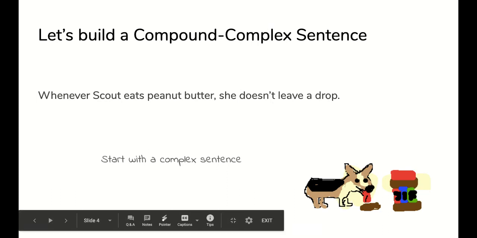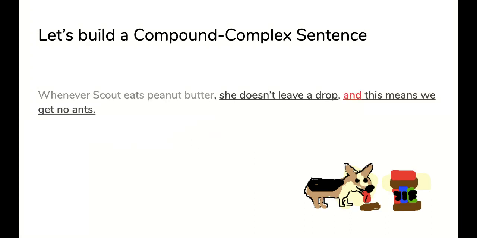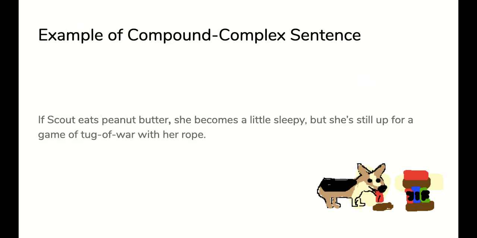Okay, so we're going to start with that, and we are going to add to this part of the sentence, so that it becomes a compound sentence. So here we have, she doesn't leave a drop, and this means we get no ants. So we have the complex part of the sentence and the compound part of the sentence. Let's look at this one.